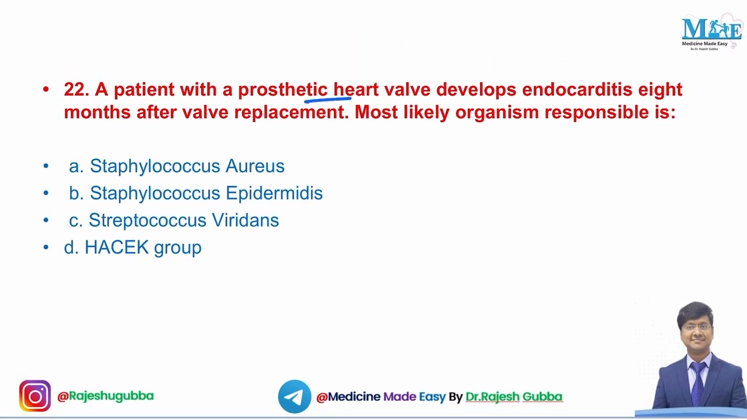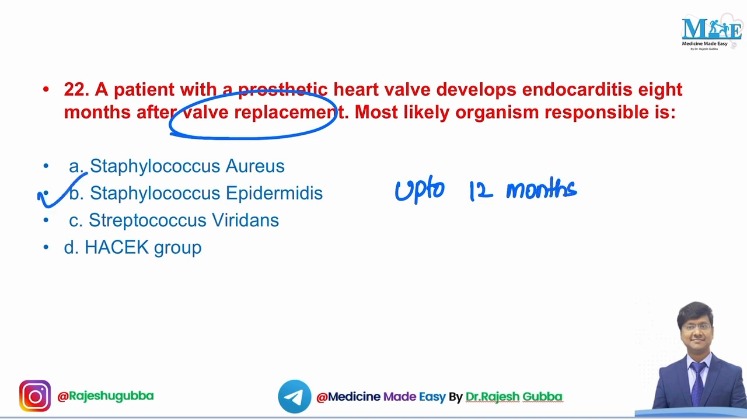A patient with prosthetic heart valves develops endocarditis 8 months after valve replacement. The most likely organism responsible: Staph aureus, Staph epidermidis, or Strep viridans group of organisms. As I was discussing in the table, in prosthetic valve endocarditis up to 12 months the most common organism is Staphylococcus epidermidis, and after 12 months Strep viridans is most common.